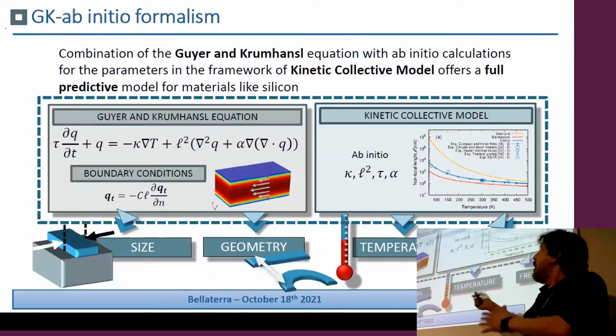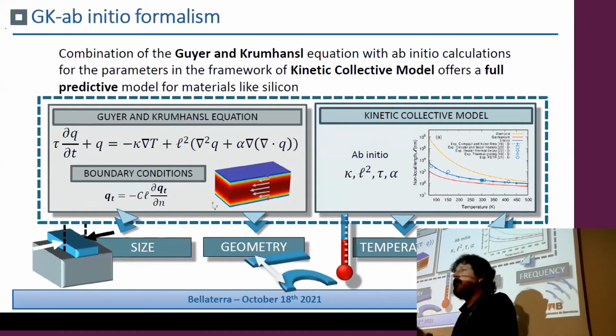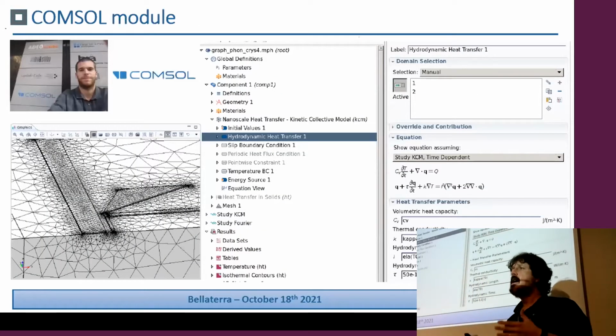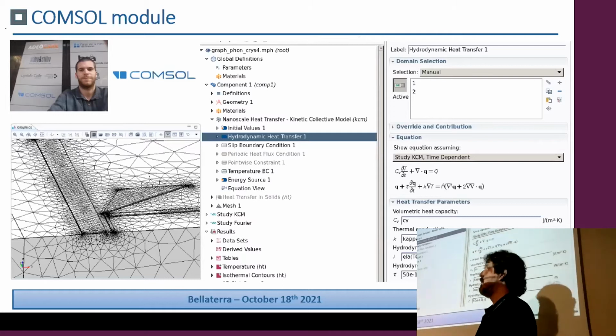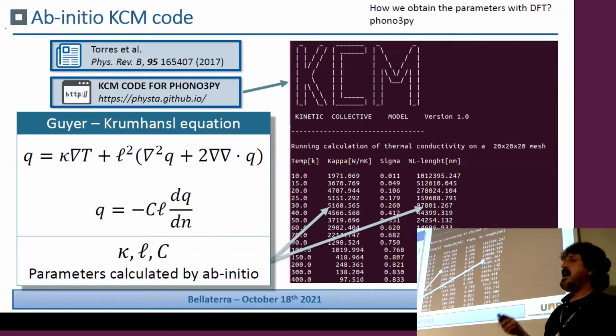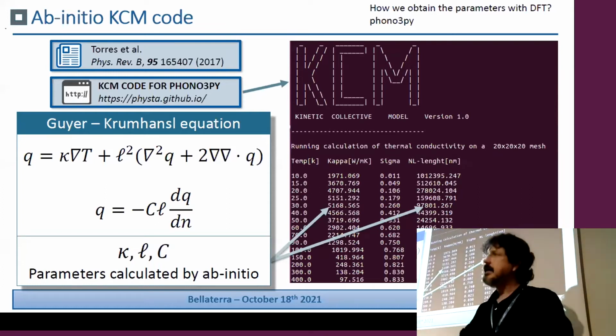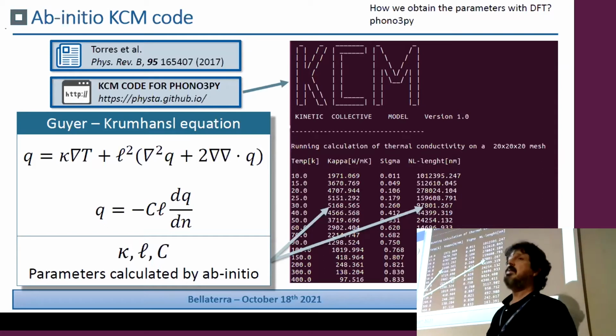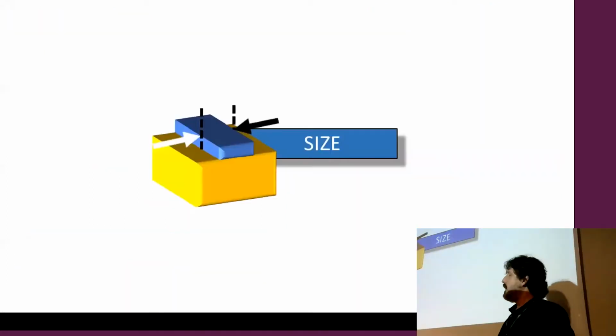First of all, why is this equation powerful for understanding experiments? Because it is a mesoscopic equation. You can use it in COMSOL, and you can use whatever complex geometry you want. This is a powerful point of view of our modelization. The other one is that we have a KCM model that allows us to extract the parameters to put in the equation. This combination, from our point of view, is ab initio KCM, and this is what I'm going to explain.